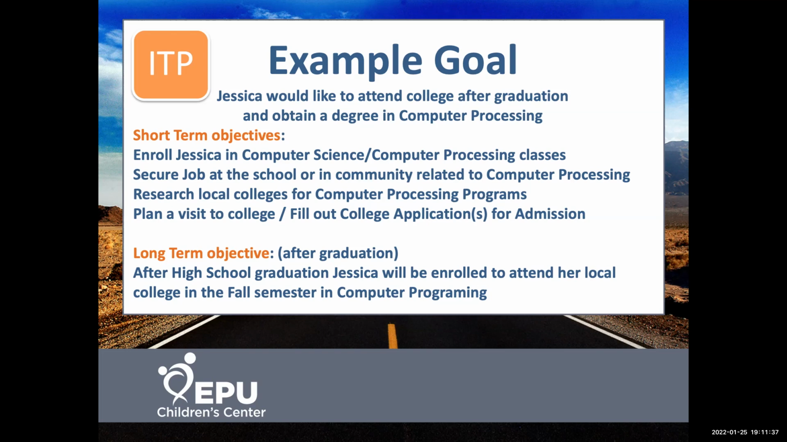She can, again, look into those local colleges to see who has programs. She might plan a visit to the college or fill out the application for college admission. So those are some short-term objectives. And then we can also look at some long-term objectives, what's going to happen after graduation. And so maybe after graduation, Jessica will be enrolled to attend her local college in the fall semester in a computer programming program. And so it really helps us see, here's how we explore it a little bit, and here's the big goal that we want to complete. Next.